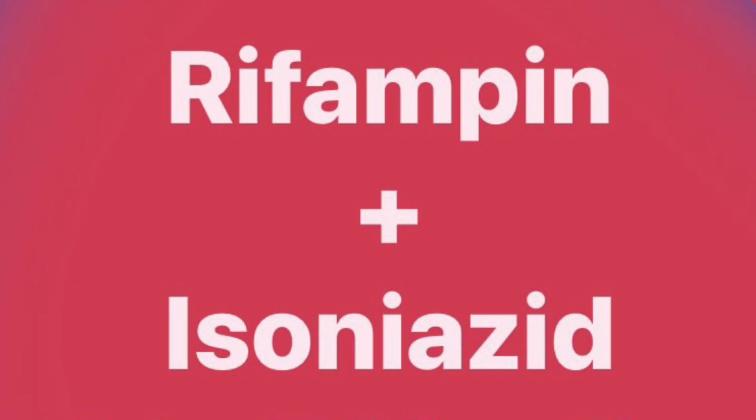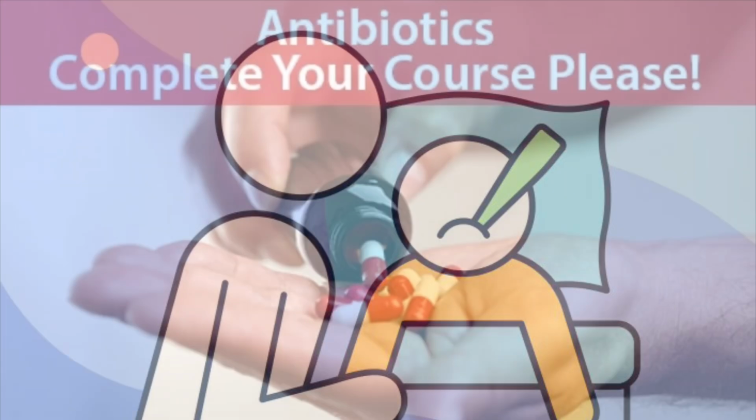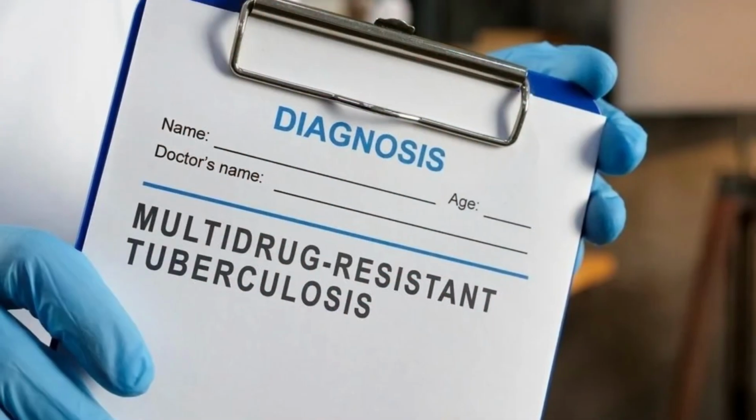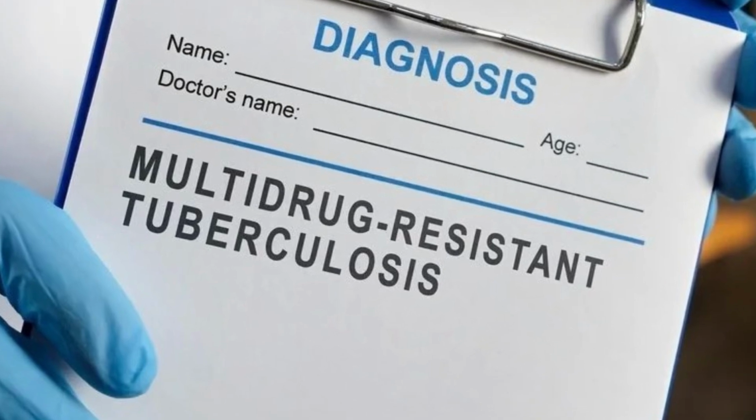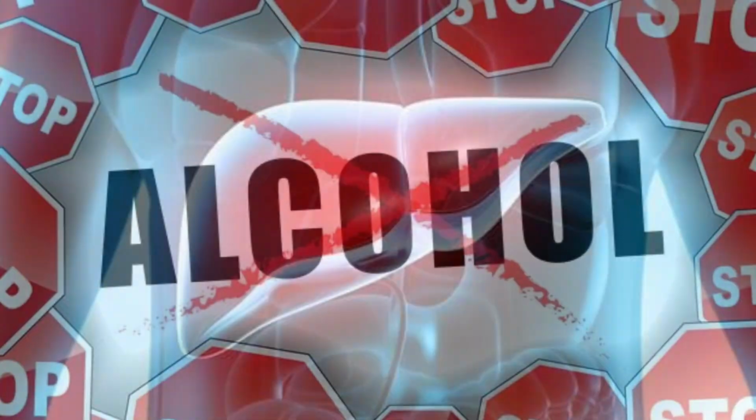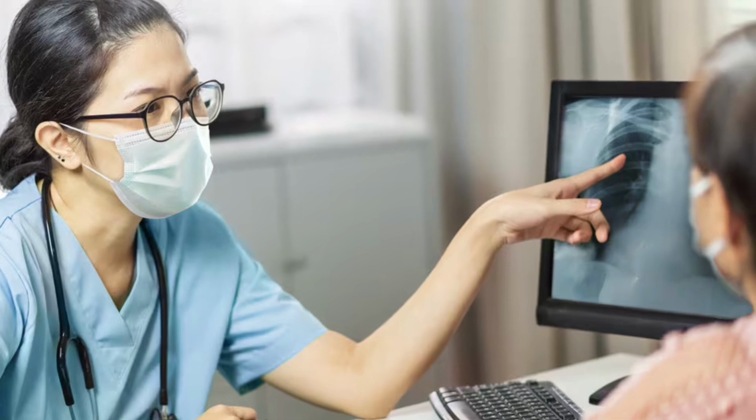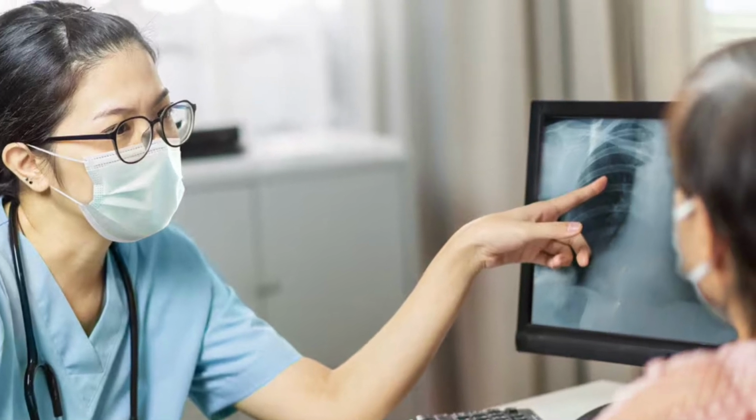After the 2-month intensive phase, patients enter the continuation phase, which lasts 4 to 7 months. During this phase, only rifampin and isoniazid are continued to ensure complete eradication of the infection. The entire treatment lasts 6 to 12 months, depending on the patient's response. It is critical that patients complete the entire course to prevent multi-drug resistant TB. Since all these medications are hepatotoxic, harmful to the liver, patients must avoid alcohol throughout treatment. Regular follow-ups are essential for monitoring progress and ensuring successful recovery.